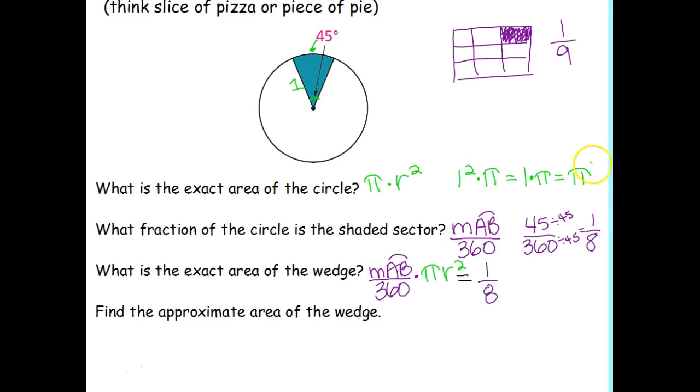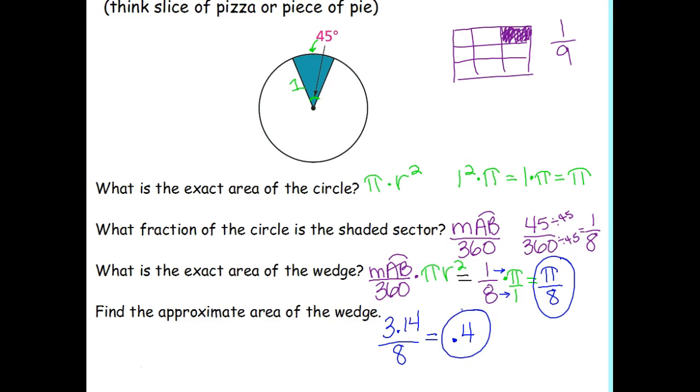We know that the area of the circle is pi, so we take that times pi. We can turn any number into a fraction just by putting a 1 underneath it. Then to multiply two fractions, we multiply top times top and bottom times bottom. So 1 times pi is pi, and 8 times 1 is 8. This here is the exact area of that wedge. If we want the approximate area of the wedge, we replace pi with 3.14. So the approximate area would be 0.4, or you could get 0.39.